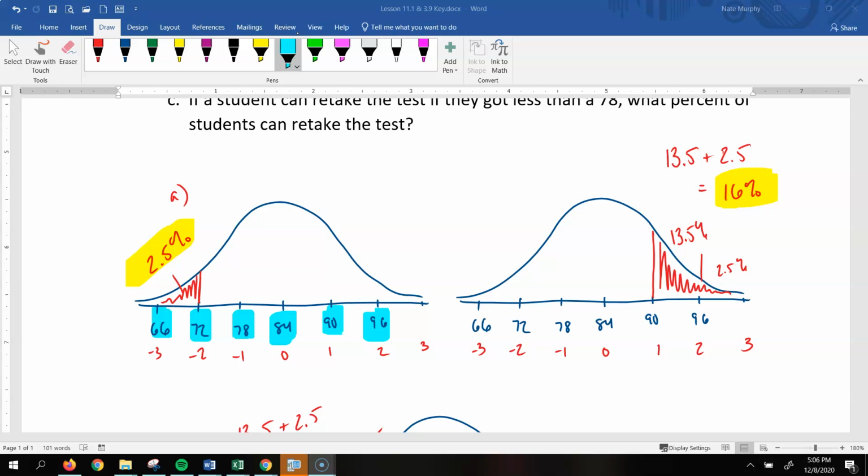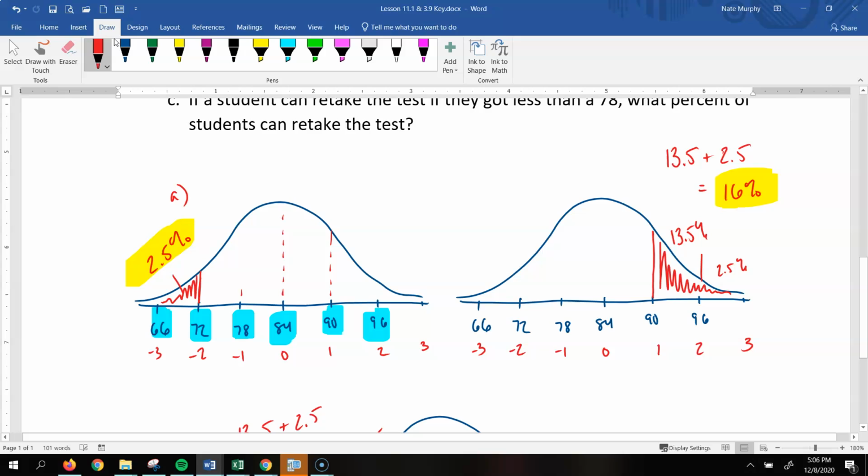Now to get the rest of these percentages, we're going to want to use those values that we had in our notes, the 68, 95, 99.7 rule. And remember, we broke those down even further. This section here, between the 78 and the 90, would represent 68% of our data. But remember, if we cut that in half, this would represent 34%.